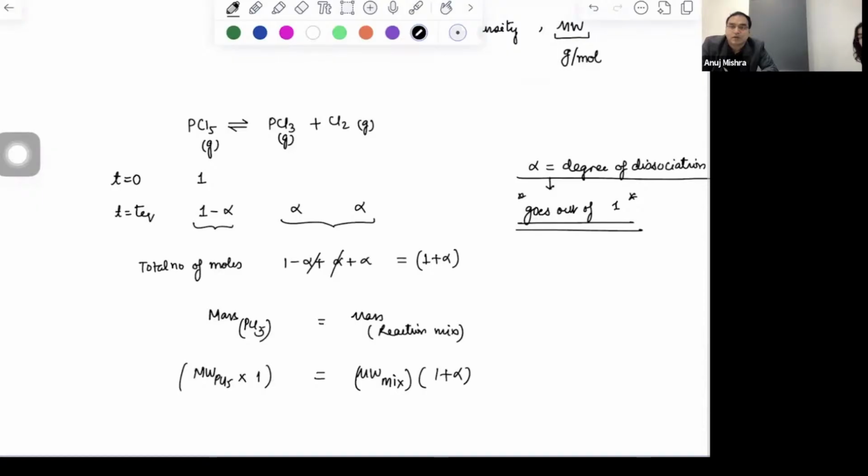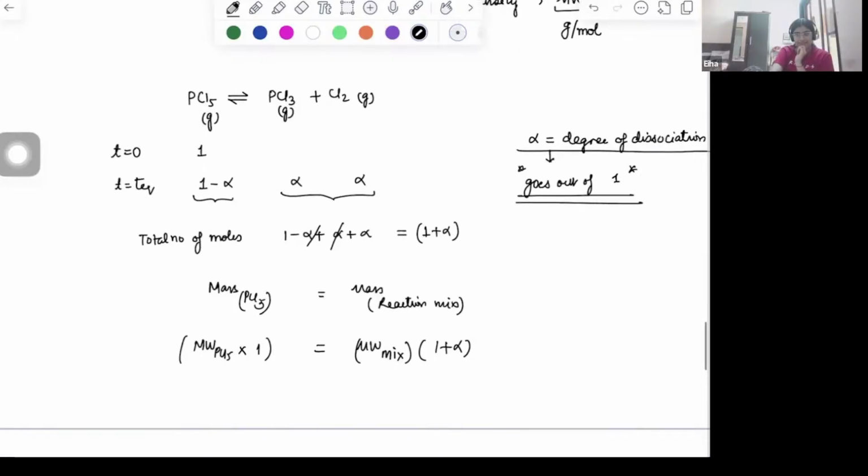Is it clear? Yes, sir. You said yes sir in a very low voice. Is it clear? Yes, I understood this part. You understood this part. Then there is nothing else in it. Molecular weight into 1 is molecular weight of the mixture into 1 plus alpha.